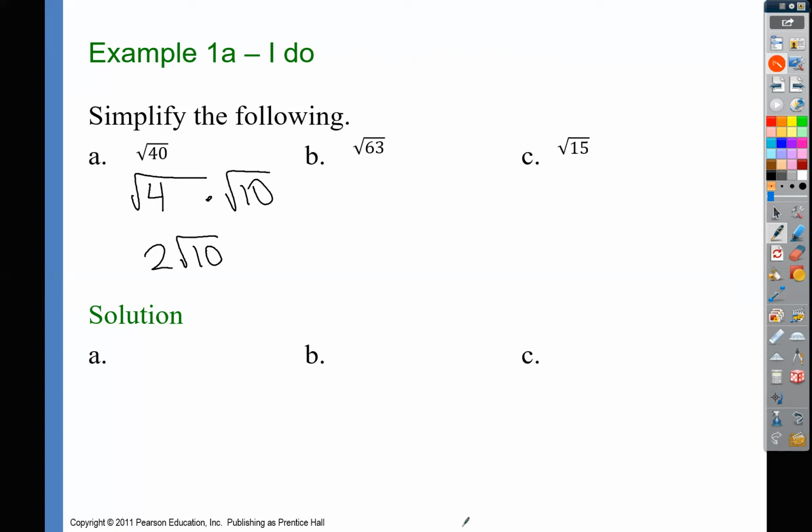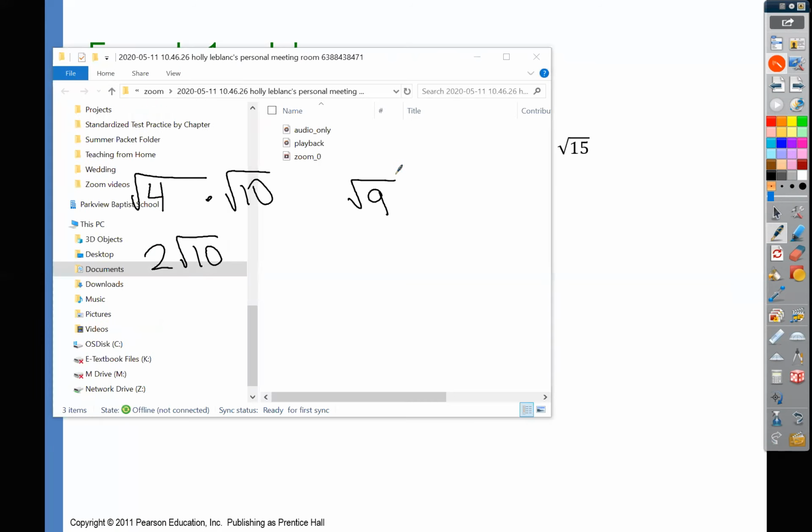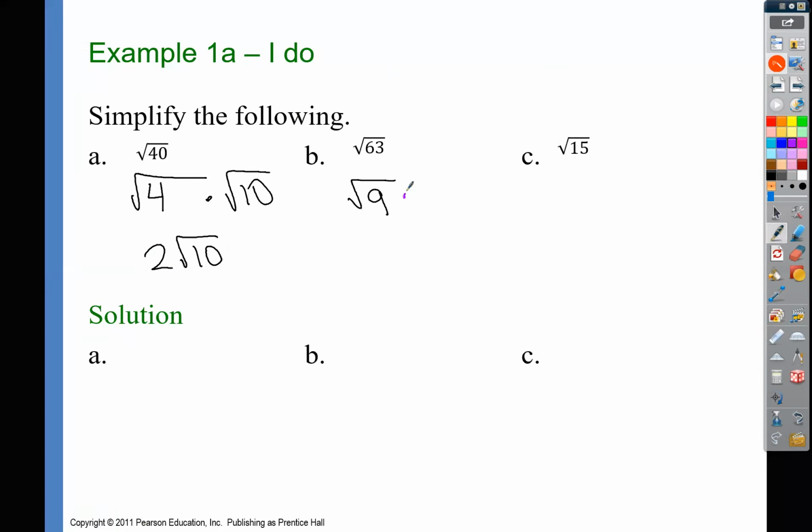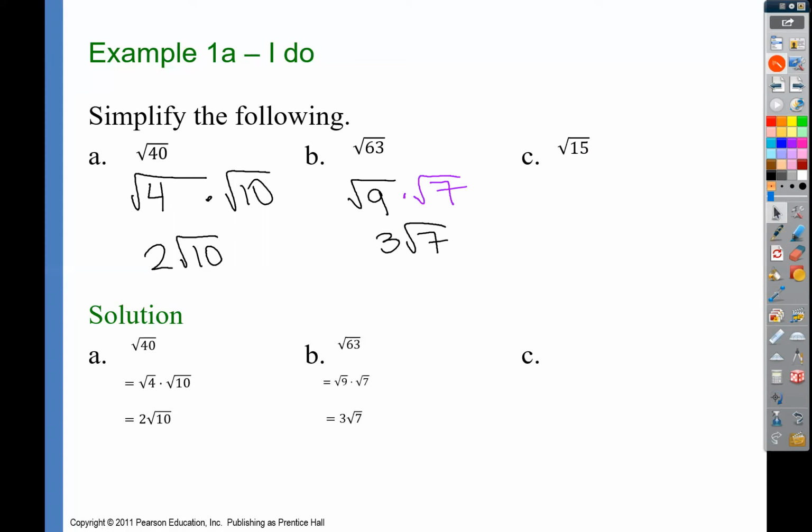The square root of 63, again, it's not a perfect square, but it does have a factor that's a perfect square, which would be 9. And then I can multiply that to the square root of 7. So the square root of 9 is 3, and then I've got the square root of 7. Now the square root of 15, none of its factors are perfect squares, so I cannot simplify it. So it's already simplified.